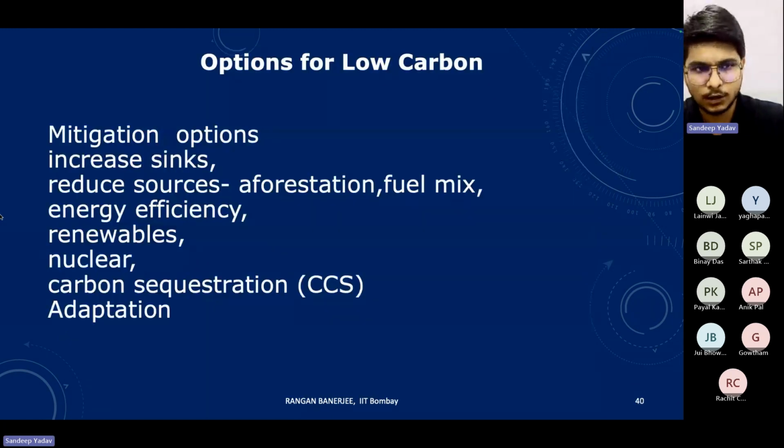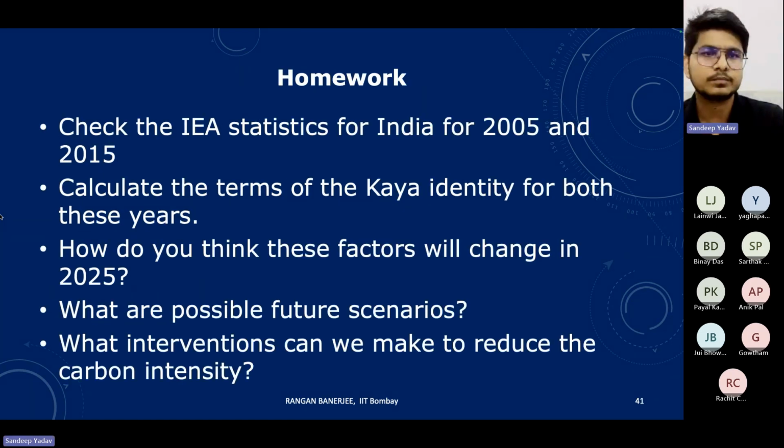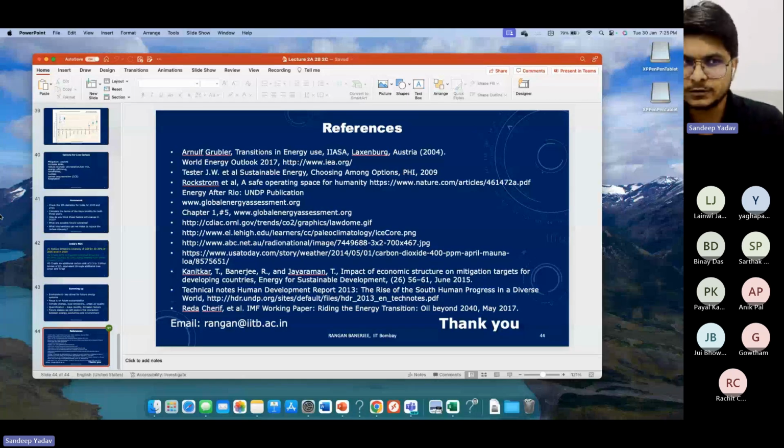Now the options for a low carbon economy. We can have mitigation options. We can increase the sinks. We can reduce the sources, like afforestation, fuel mixes and energy efficiency. And we can use renewables, nuclear and carbon sequestration, like CCS, carbon capture and sequestration, and some other adaptation techniques can be used as options for low carbon. So that's all for the summary.